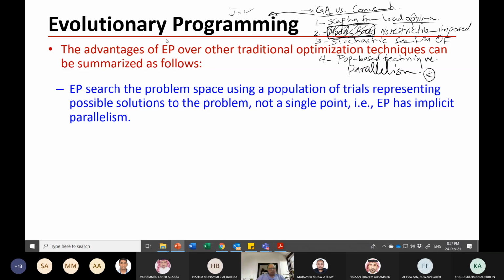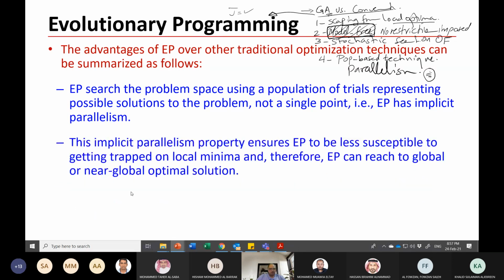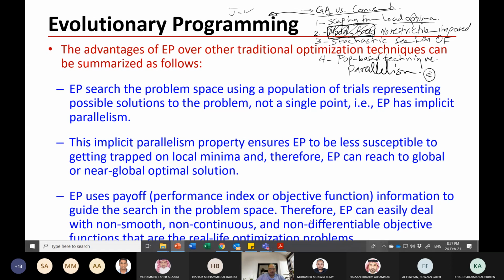So EP or GA or whatever, search the problem space using a population of trials representing possible solutions to the problem, not a single point. So it has some implicit parallelism. This implicit parallelism property ensures EP is less susceptible to getting trapped in local minima, and therefore EP can reach the global or near global optimal solution. As we see here in Matlab, in very simple problems, you can see that the solution approaches the global optimal solution.